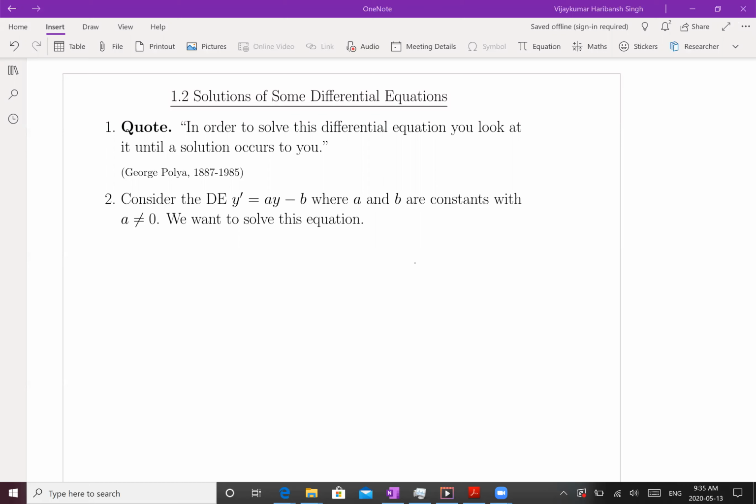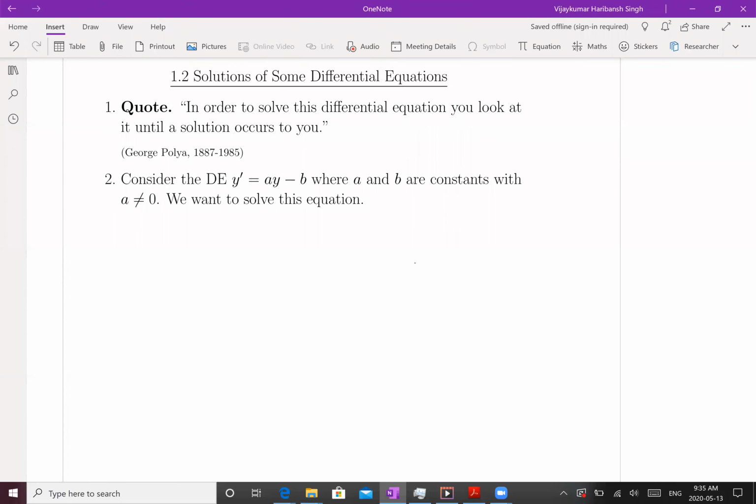It says, in order to solve this differential equation, you must look at it until a solution occurs to you. Surprisingly, in the differential equation business, a lot of times you can basically suggest the solution and then check if it is a solution or not instead of solving it. Okay, we'll come to those in some time. Before that, let's consider the following differential equation.